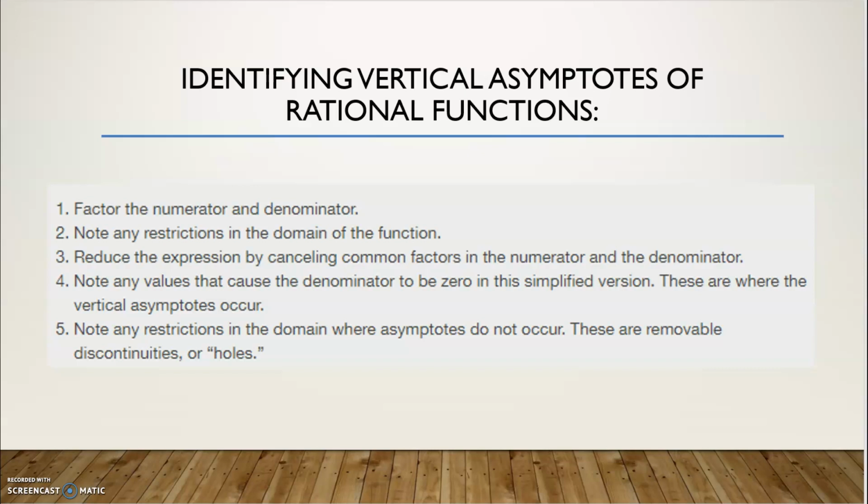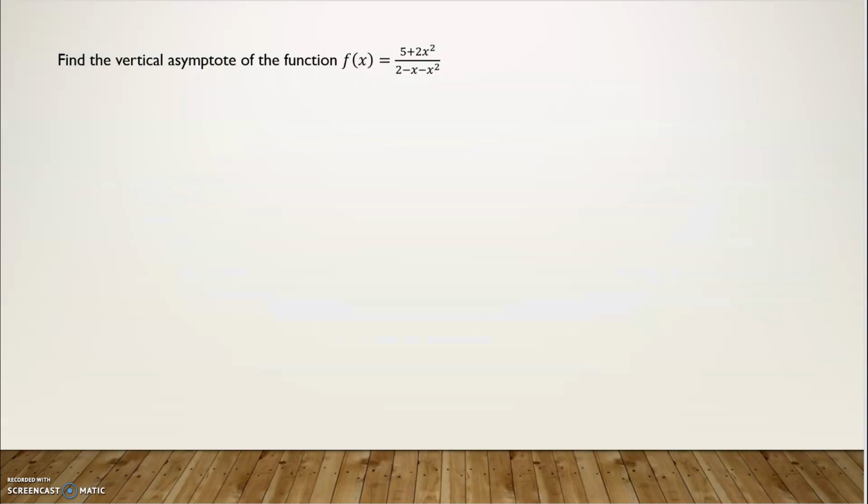These are removable discontinuities or holes. Okay, so let's look at this one. We're going to find the vertical asymptotes, and we're not going to be given a graph, so we're going to look at this right here. The first thing I'm going to do is factor the top and the bottom, and change that to where it's in descending order.